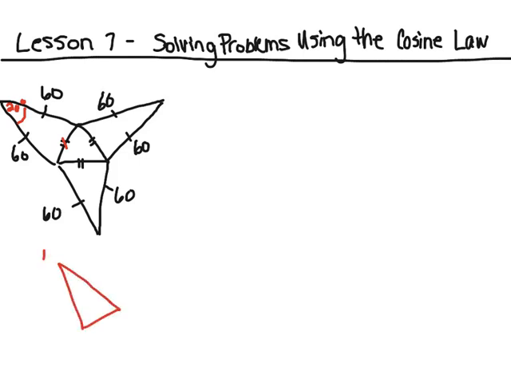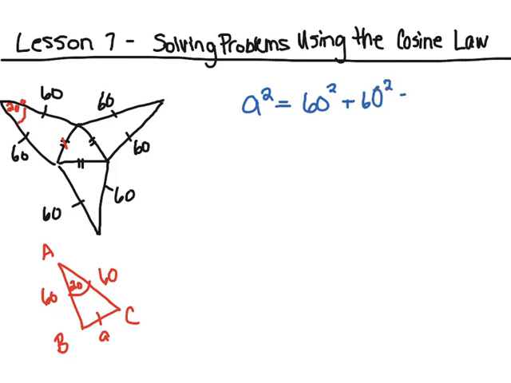So let's call this A, B, C. We know that these are both 60 and this is 20 degrees. We want to find this side, so side A. So we're going to write out A squared is equal to our other two sides squared. So 60 squared plus 60 squared minus 2 times 60 times 60 cos of our angle, which is 20.